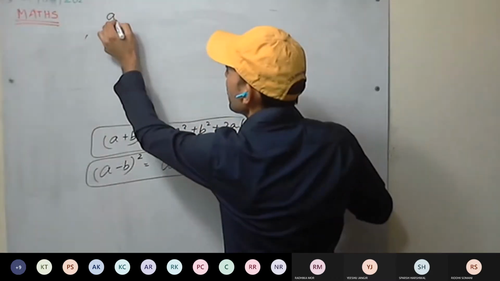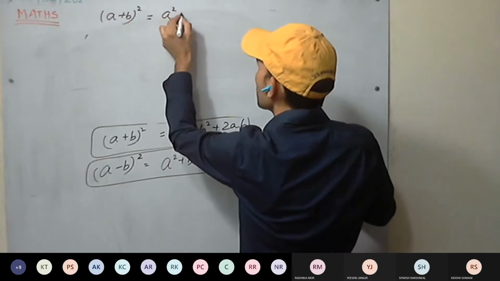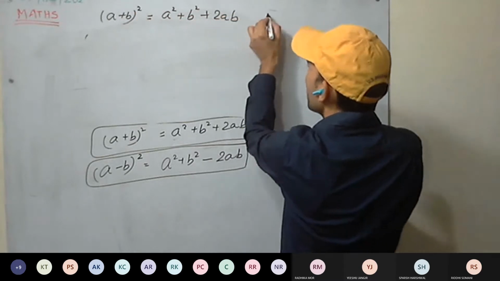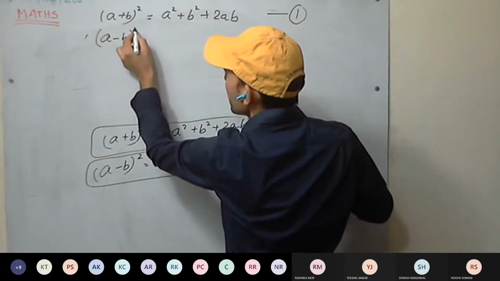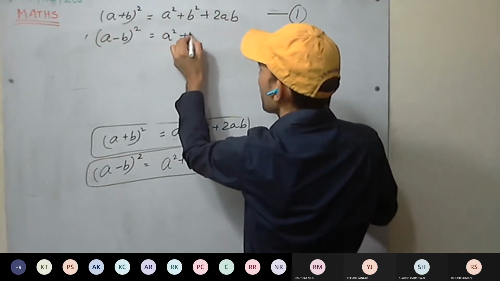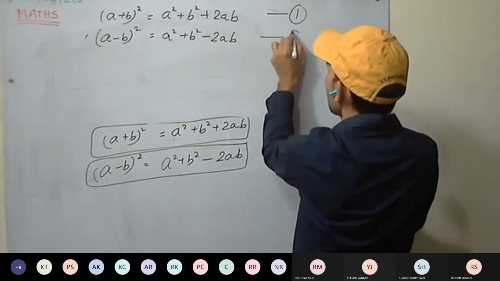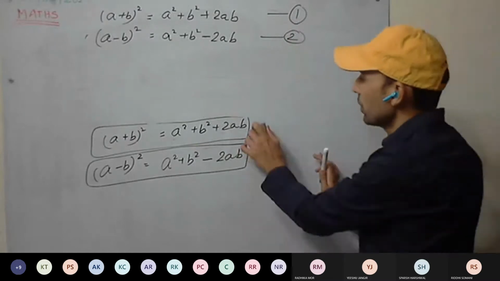If one is A plus B the whole square equal to A square plus B square plus 2AB, this is our first identity. A minus B the whole square equal to A square plus B square minus 2AB. This is our second identity. So today we'll be discussing only these, so you have to look on the board.